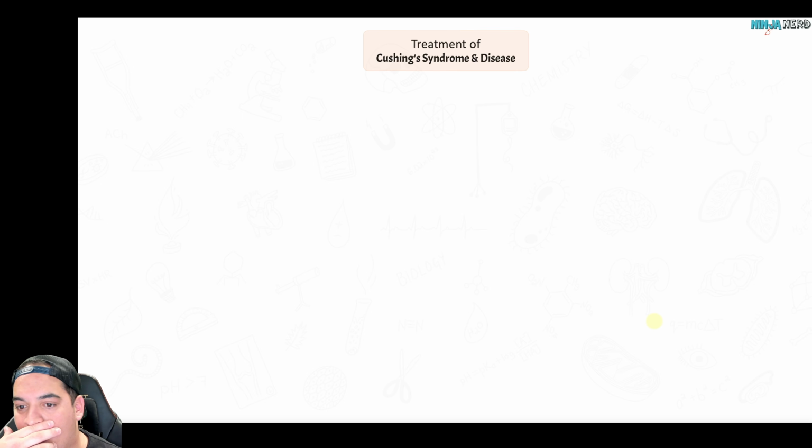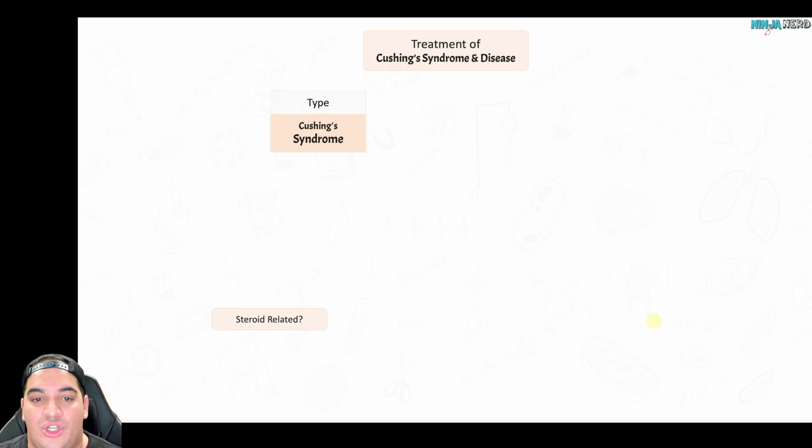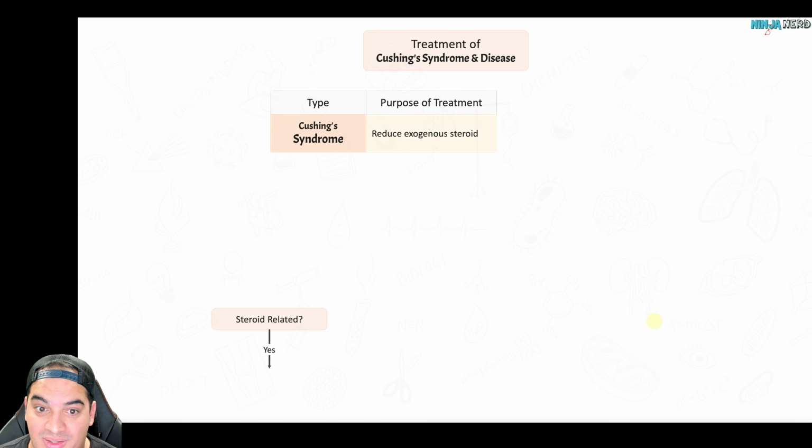Now, for treating Cushing's syndrome and disease, it's important to, again, remember which one it is. If a patient has Cushing's syndrome, it's usually due to steroids that they're taking chronically, or it's due to them having an adrenal adenoma. So you have to ask yourself the question, is it steroid related? If it is, start tapering down the steroids. Reduce their dose so that they're not having that high jump of cortisol and then suppression of ACTH production. All right, so start tapering them down.